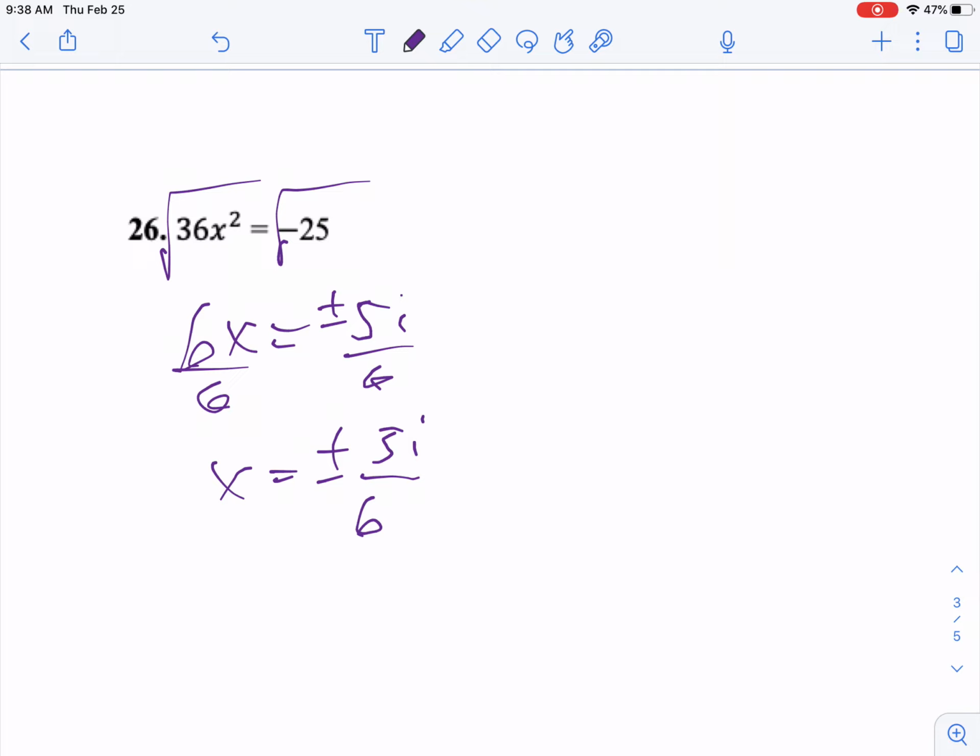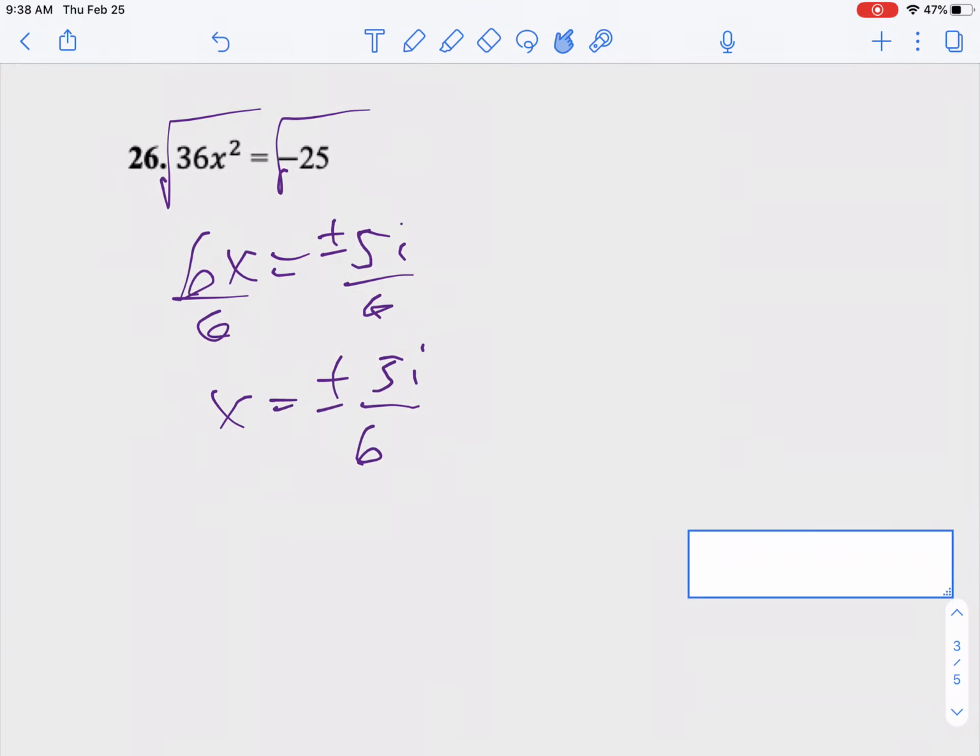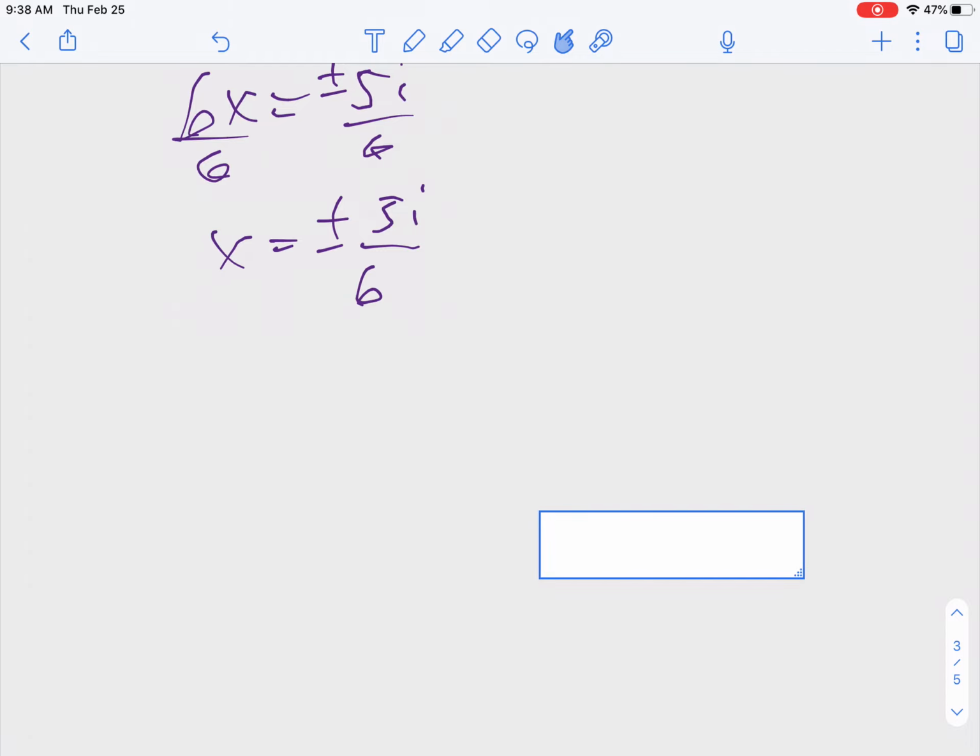We could have factored that with the i's, but I thought that would be kind of confusing for you to understand. So let's take the square root of both sides. Yeah, I pressed something by mistake there.